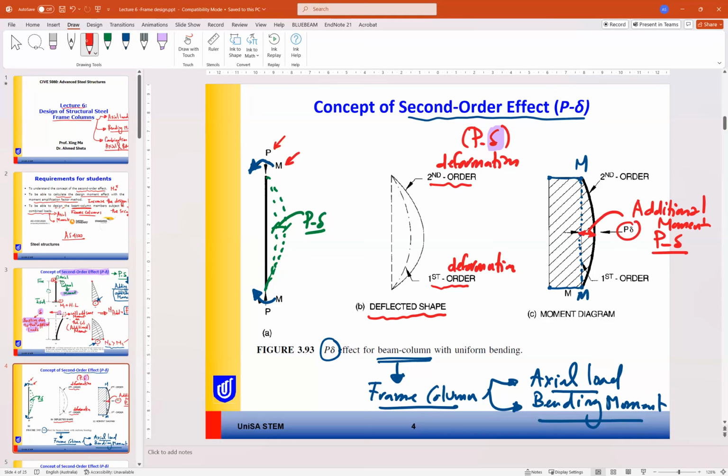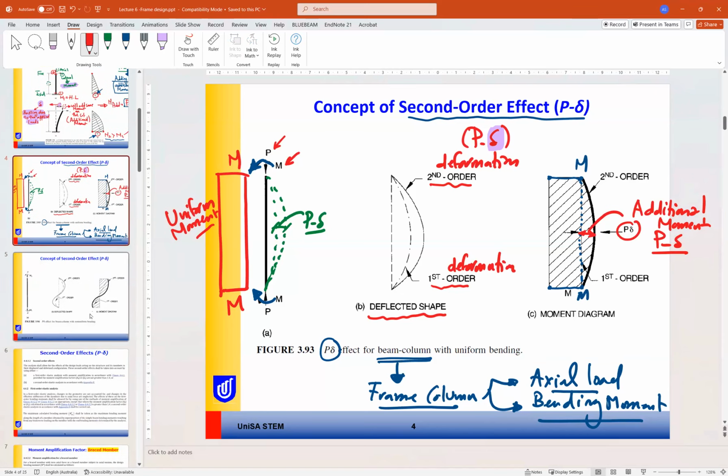Okay, so this is in the case of a uniform moment on the column. If the moment is uniform, it means when you draw the moment alone, the value of the moment here is M and the value of the moment here is M. We have a uniform moment. This is one case.